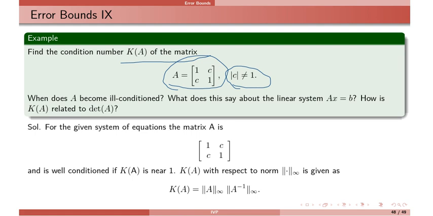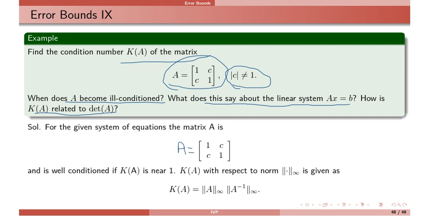The question is, when does this matrix become ill conditioned, and what does the condition number say about the system? How is the condition number related to the determinant? This is some theoretical type problem that we discussed earlier. So what does the condition number tell us for this system? How is it related to the determinant of matrix A? So A equals this.